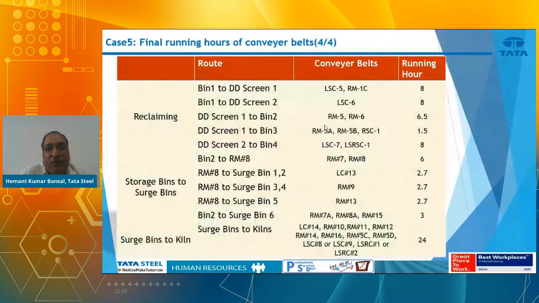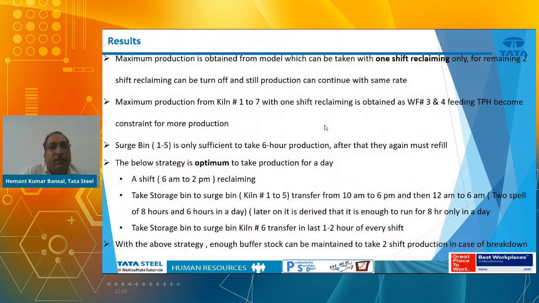So finally, we have calculated the final running hours of conveyor belts. For reclaiming, we need only 8 hours. Storage bins to surge bin, we will need only around 8 hours, and storage bins to kiln will be required again for 24 hours, as it should be continuously charging the kilns. Yeah, Rajat, as we discussed, maximum production is taken from the model with 1 shift reclaiming only. For the remaining 2 shifts, reclaiming can be turned off and production can still continue at the same production rate.